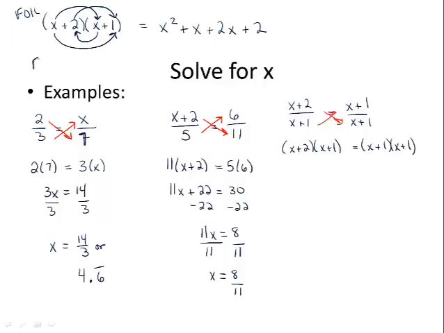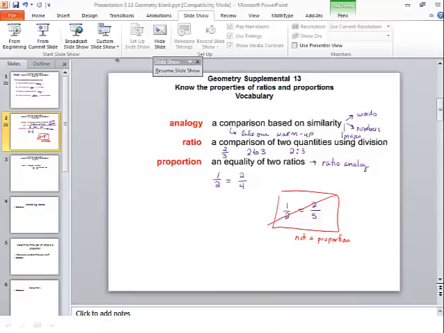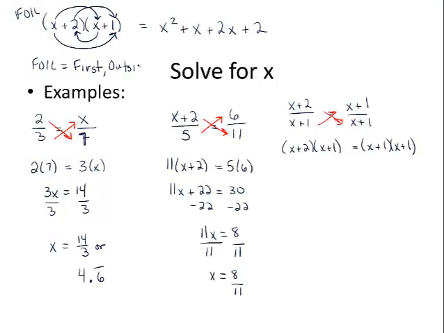So FOIL stands for first, outside, inside, and then last. That's the order we multiply in. And then the x plus 2x, those are like terms, so I can combine those. So this is x squared plus 3x plus 2.